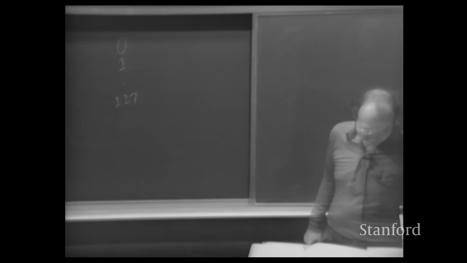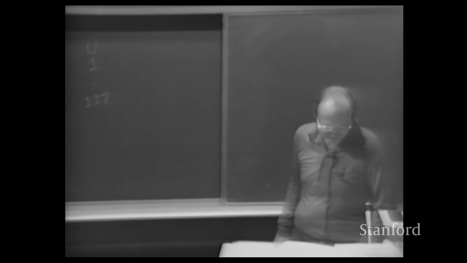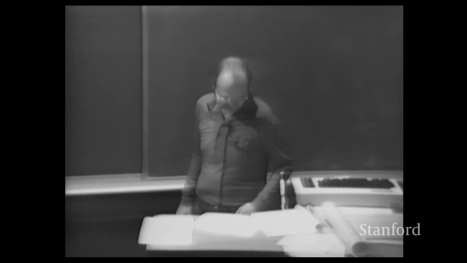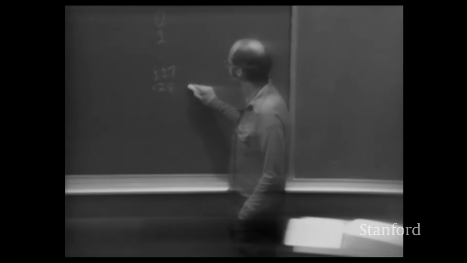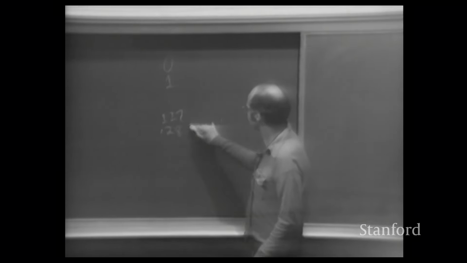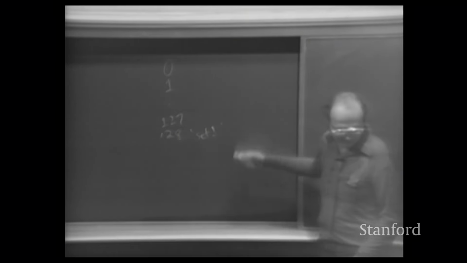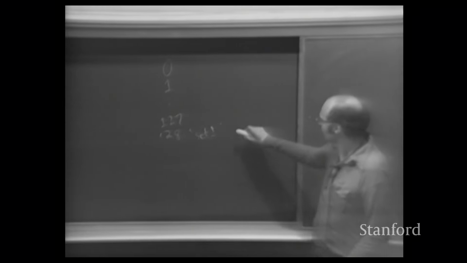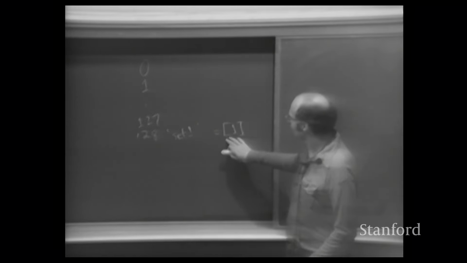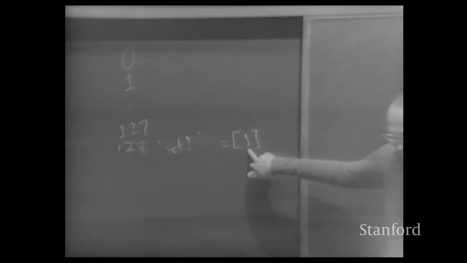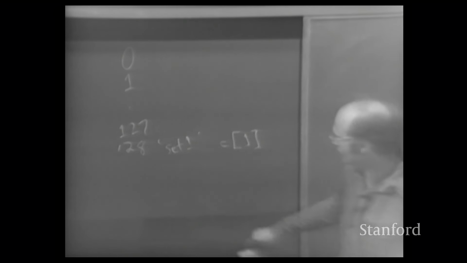And so if you have to set a character number 128, you do it in 2 bytes, and there's an instruction set 1. This one's called set 1, which is followed by the character that you're supposed to set. And so in the notation in the book, it says C bracket 1. In the brackets is the number of bytes that we assume the operand is.